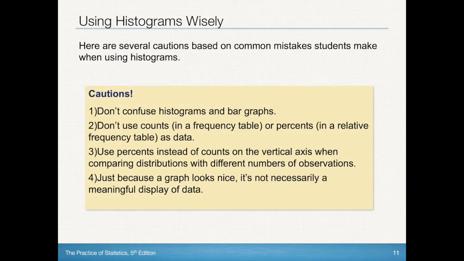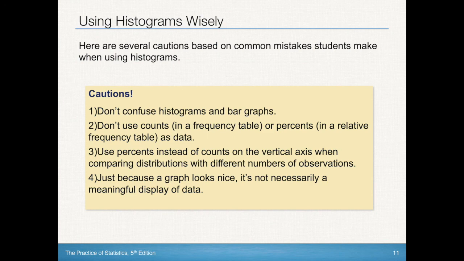There are a couple of important things to worry about when we're dealing with histograms. The first one is to recognize histograms from bar graphs. There are no distances between the bars, and the horizontal scale represents quantitative data instead of categories. That's your big tell when you have a histogram over a bar graph.